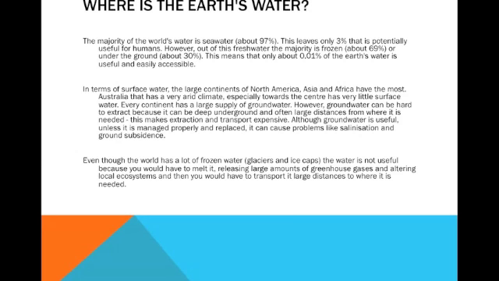So even though the world has a lot of frozen water, like glaciers and ice caps, the water isn't useful because you would have to melt it, releasing large amounts of greenhouse gases and altering local ecosystems. And then you would have to transport it large distances to where it is needed.